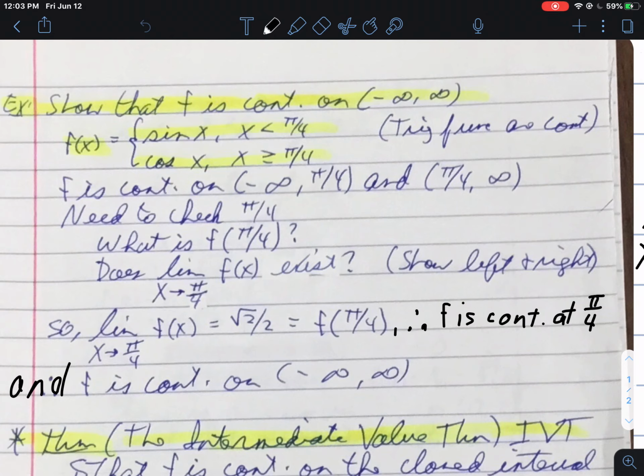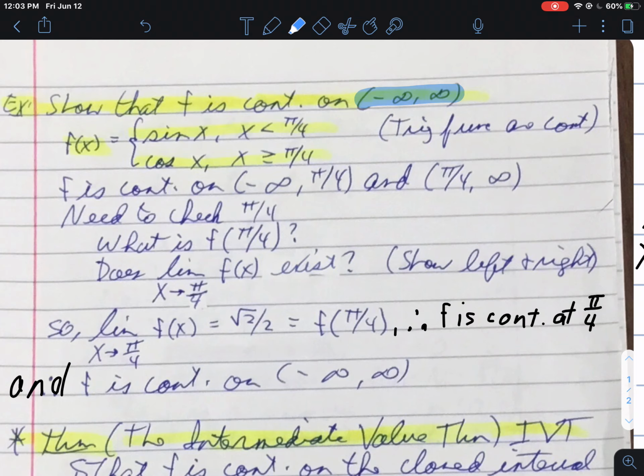Next example, again having to do with continuity of a function. So we're going to have to rely upon our definition. And I said anytime you're asked about continuity, we fall back upon the definition, that three-part requirement for continuity. For this one, we're asked to show that this function f is continuous on the entire set of real numbers. So show that f is continuous everywhere.